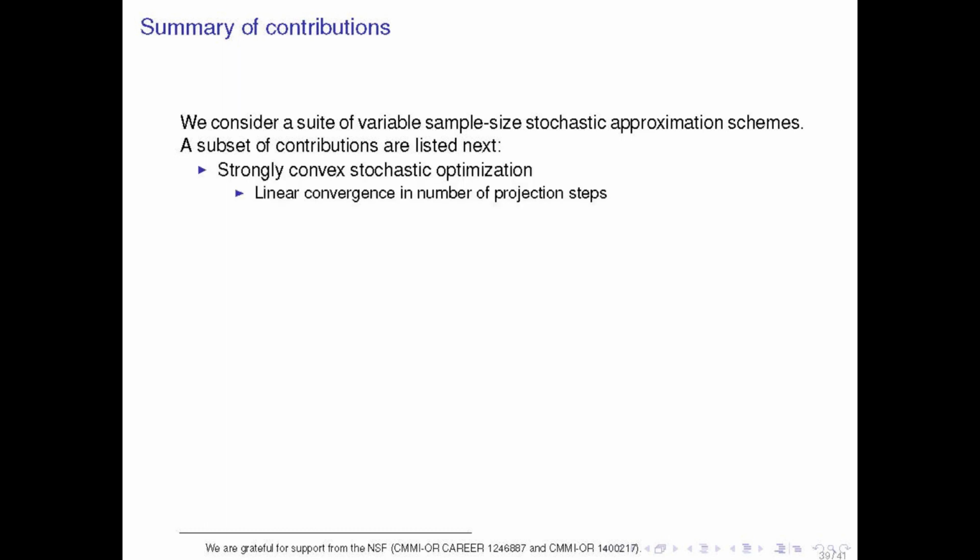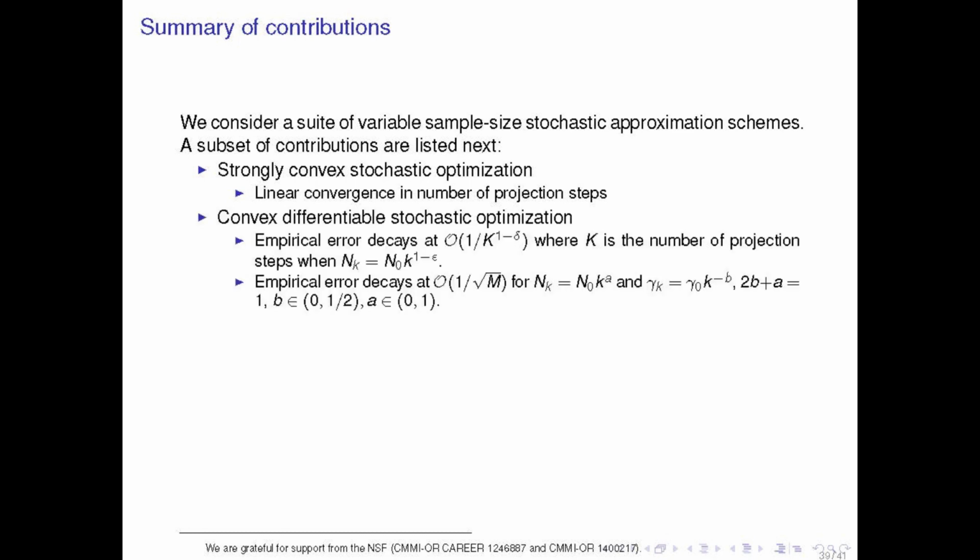So what we've done is we've considered a suite of variable sample size approximation schemes. And essentially, we're able to get linear convergence here and get optimal rates, optimal statistical accuracy. In the case of convex differentiable problems, you're able to show that the empirical error decays at a near optimal rate when you increase sample sizes at a near linear rate, while the empirical error decays at the optimal rate.